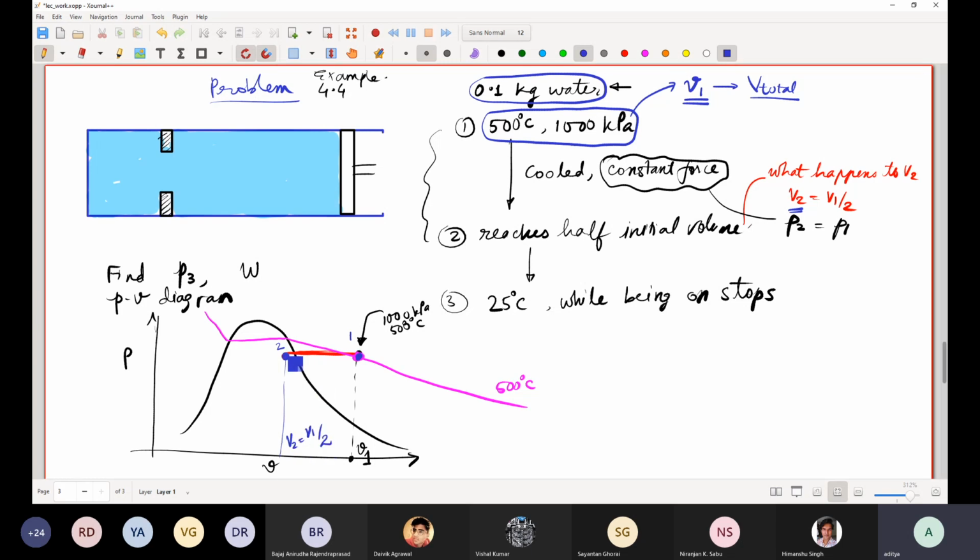And so we are at a junction where we precisely know what the second point is. We know precisely what the second point is. So now the question says, what is the question? Until it reaches half the volume.